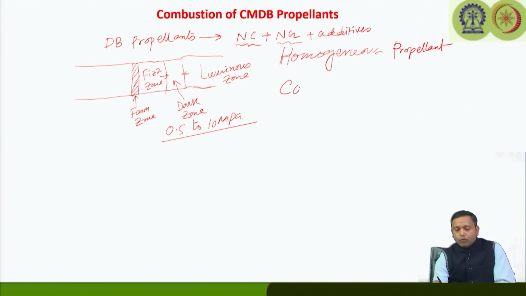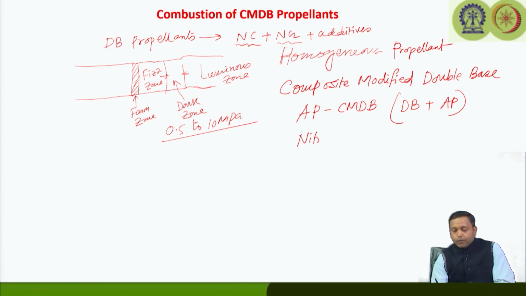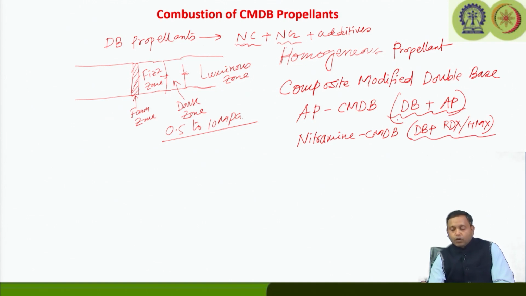Now, for the composite modified double base propellant, in order to improve the energy density of the NC plus NG propellant, we are adding some additional oxidizer to make it composite modified double base. It can be like AP CMDB, where double base propellant is added with ammonium perchlorate crystals, or it may be like nitramine CMDB. Here it is DB plus RDX or HMX oxidizer. And we will see that they are very different in terms of their flame structures or burning processes.